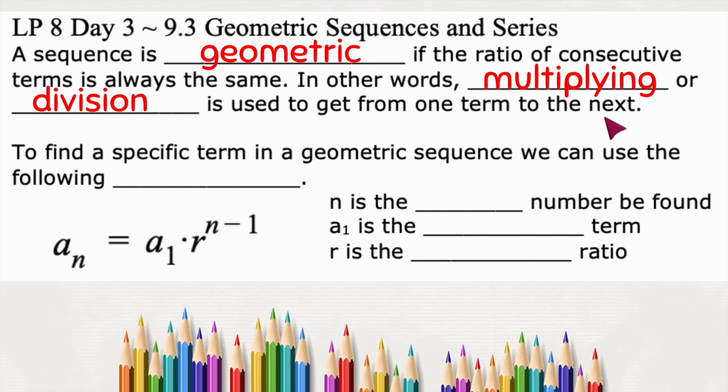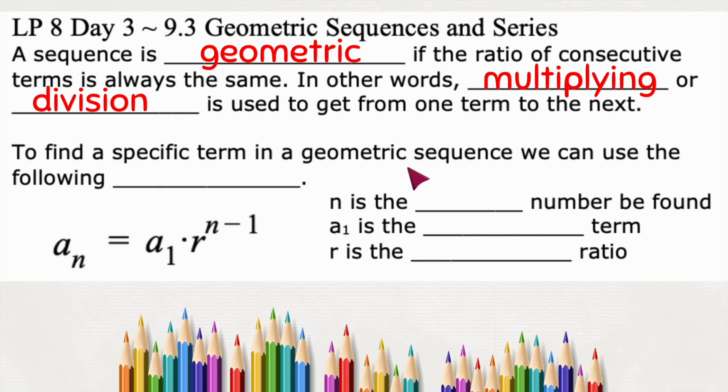Okay, so instead of arithmetic sequences, which was our first section, or technically the second section of chapter 9, in arithmetic sequences we're adding or subtracting. So if I go 1, 2, 3, I'm always adding 1. 1 plus 1 is 2, 2 plus 1 is 3, 3 plus 1 is 4, and I can continue that pattern. I can either add or subtract.